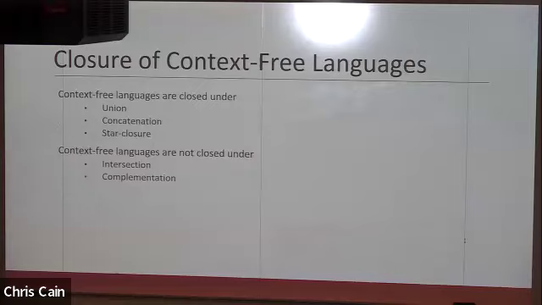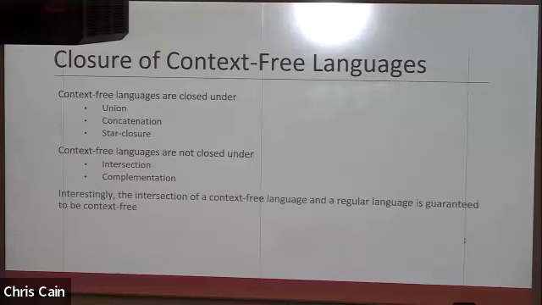Also not closed under complementation. So we take a context-free language, we take its complement, there's no guarantee that the end result of that is context-free. But there are some subsets of these rules that are interesting. If instead of a context-free language and a context-free language, when we take the intersection, if one of those languages is context-free and one of them is regular, the result of that is guaranteed to be context-free.